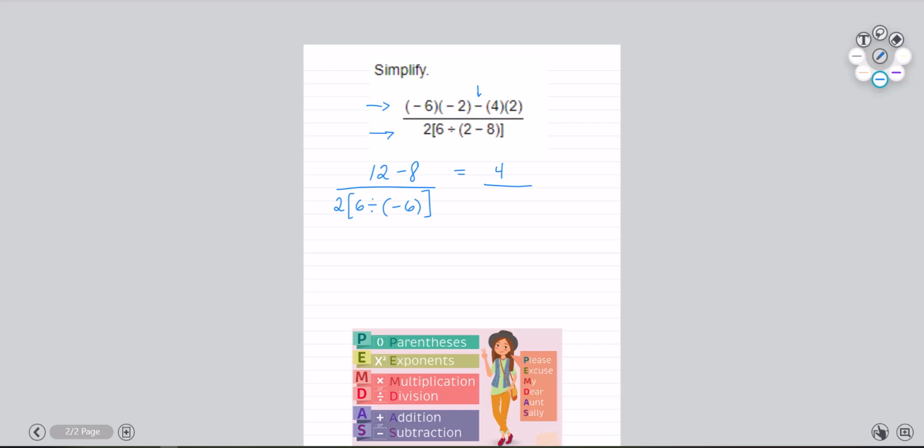Next thing I would do what's inside these brackets. So I would take 6 divided by -6, which would be a -1. And then finally, just carry that 4 with me. 2 times -1 would be -2. And then 4 over -2 would go -2 times, because -2 times -2 would give me a +4.